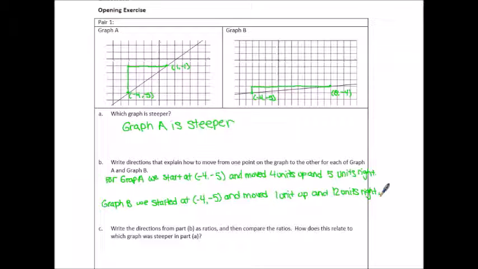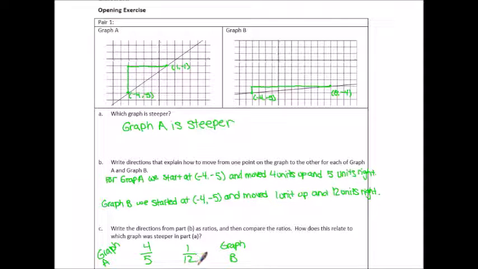And how does this relate to which graph is steeper in part A? So let's write our ratios first. If we're writing graph A as a ratio, we moved 4 units up and 5 units to the right. So graph A, I'm just going to write graph A here. We had 4/5, and for graph B, we get a ratio of 1/12.